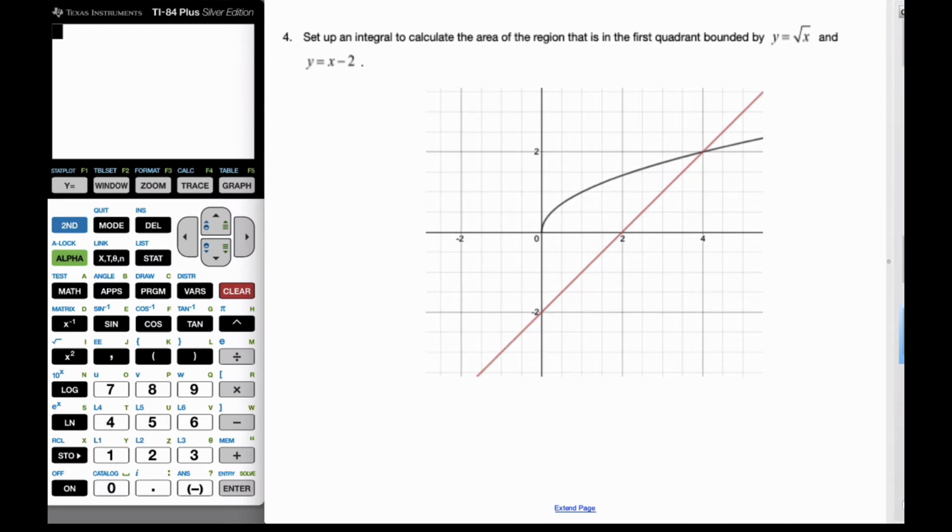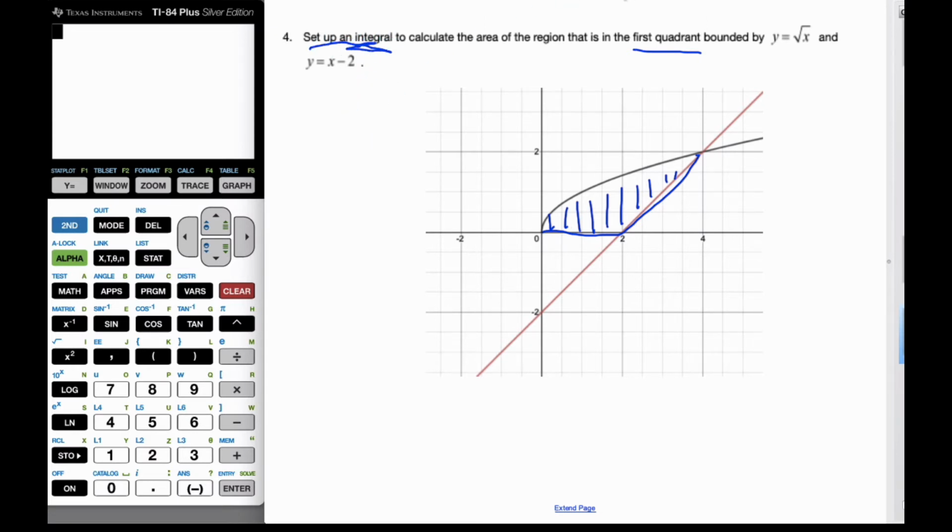And read it very carefully. I want it in the first quadrant. That means this area in here is what we are looking for. And so in order to find that area, we want to set up an integral. We don't actually have to evaluate it, we just have to set it up.